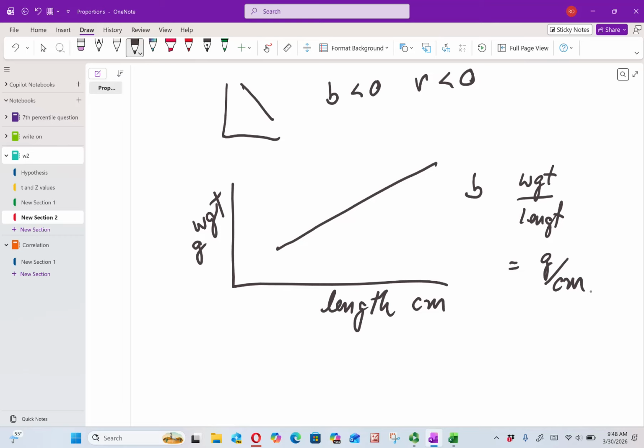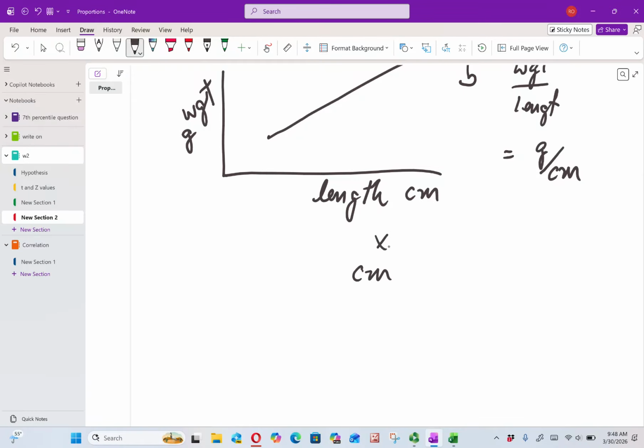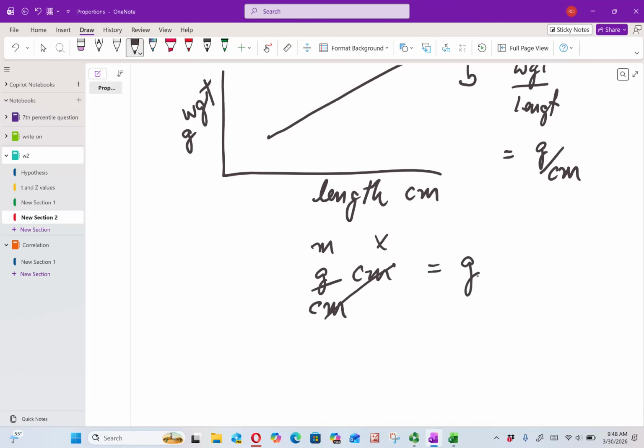So if I'm predicting the weight from the length, then the slope is in grams per centimeter. So I measure a fish, and I get centimeters. I multiply that, that's the x, here's the m, I multiply that times grams per centimeter. That cancels out, and I'm left with grams, because I'm predicting grams. So these things have an actual interpretation. They have units associated with them.